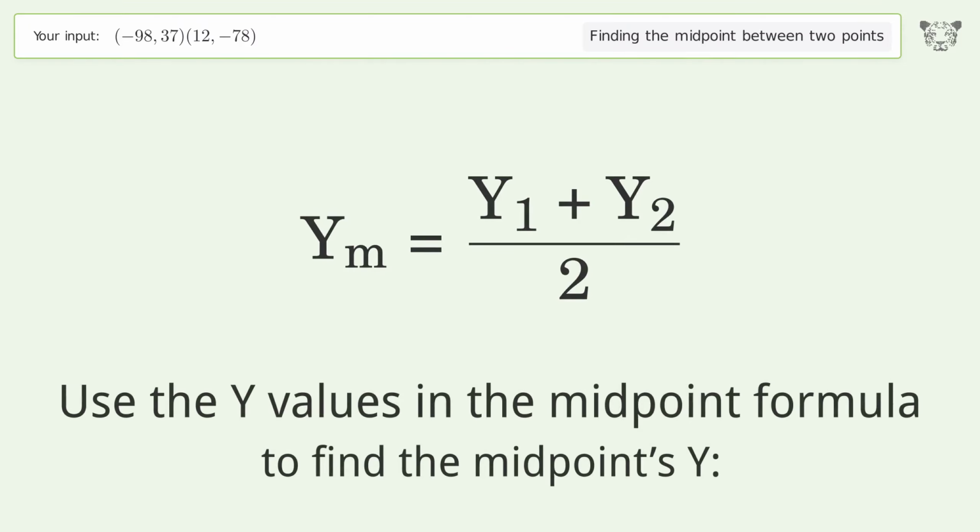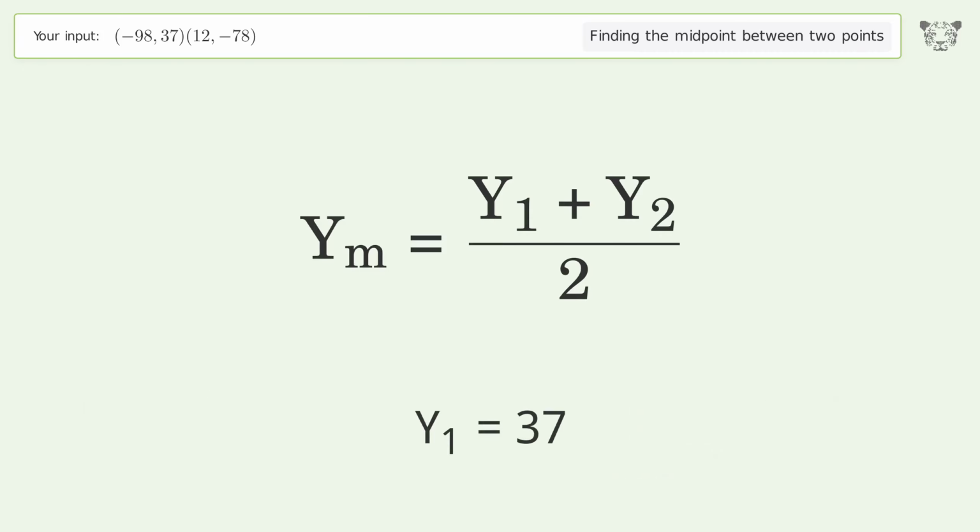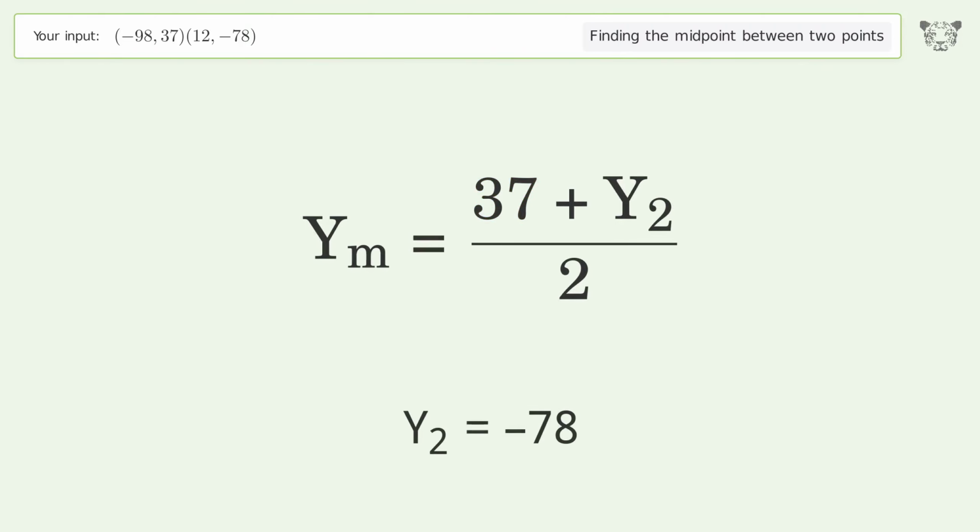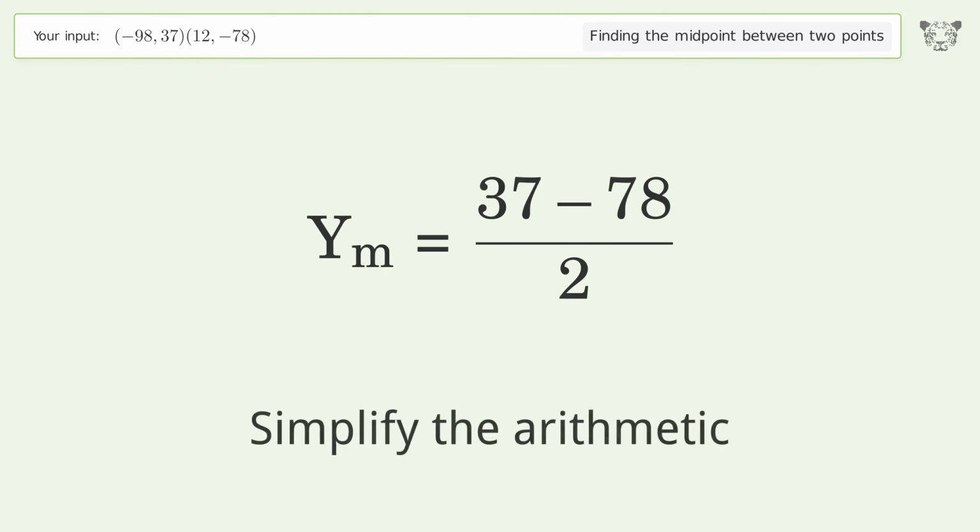Use the y values in the midpoint formula to find the midpoint's y. y1 equals 37. y2 equals -78. Simplify the arithmetic.